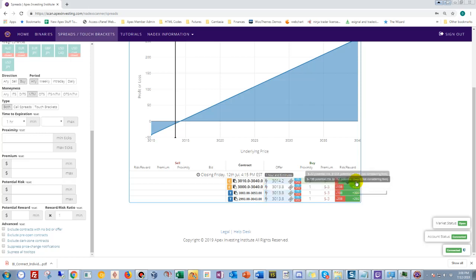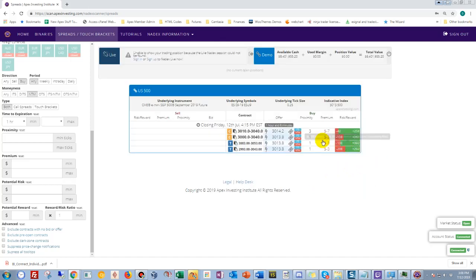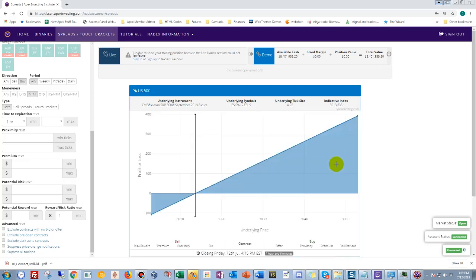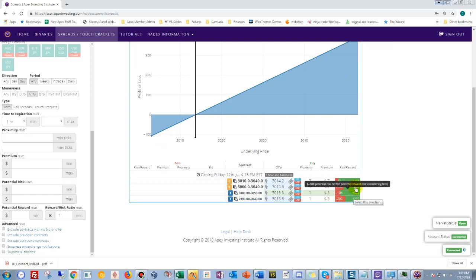It makes basically the same amount of money as this contract does, but I can put up $100 less. And it's right near the market. Now I may go, well, yeah, but I still have a little higher proximity, a little higher premium. Okay, well, what about this contract? This one actually can make more money than this contract can. All right, let's look at both of them.